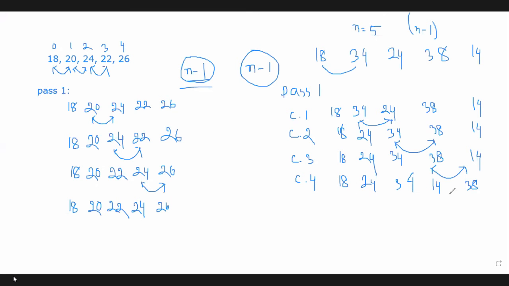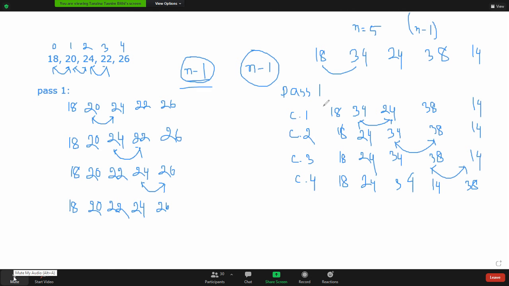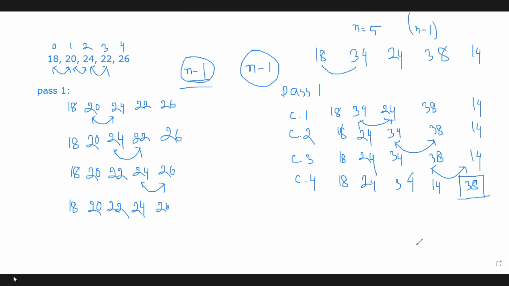So this list is not sorted. After pass 1, we can see that only one number is in its correct position. Look at the numbers here. 38 is the highest number, so it should be placed on the right side. Out of a total of 5 numbers, we could place only one number, 38, in its correct position. So if we want to place another number in its correct position, we need to perform the second pass, right?